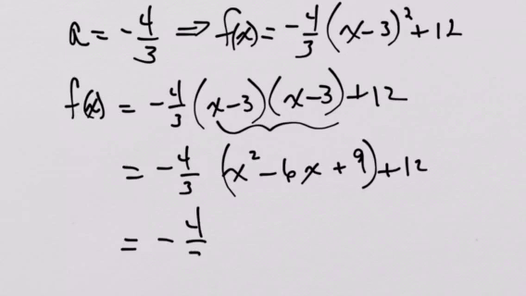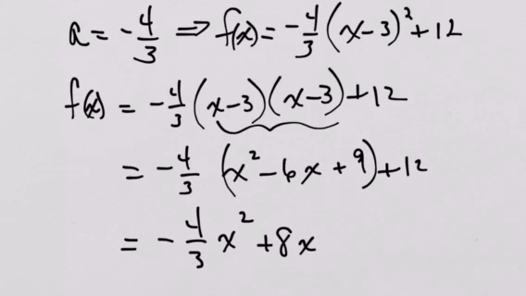It'll give me negative 4 over 3x squared. Now negative 4 times negative 6 is positive 24. 24 over 3 is 8. 24 over 3 is not 8. Hold the phone. Okay, we're back live. So, as I'm distributing the negative 4/3 to the x squared, I get negative 4/3 x squared. Negative 4 over 3 times negative 6 gives us positive 24 over 3, which reduces to positive 8x.